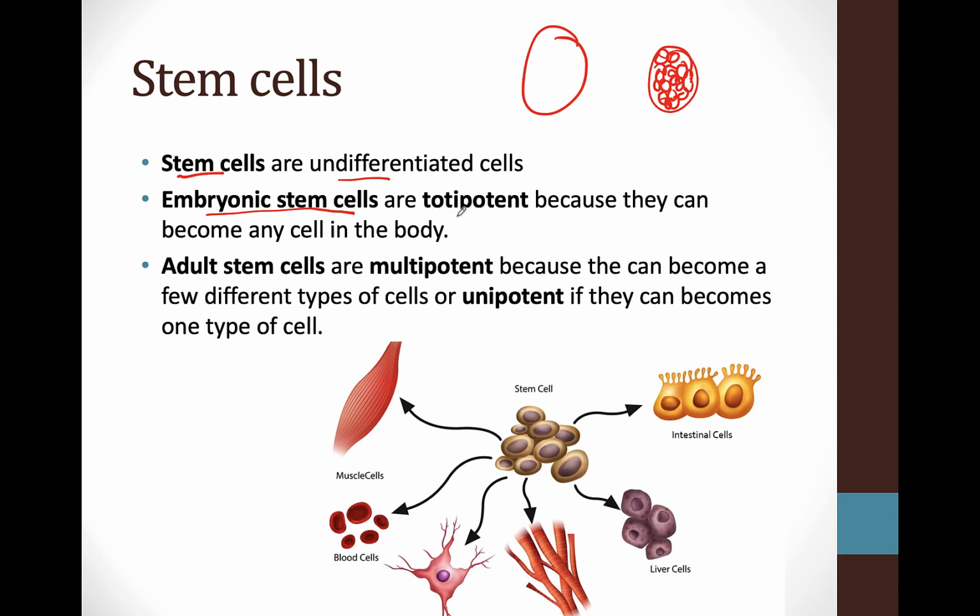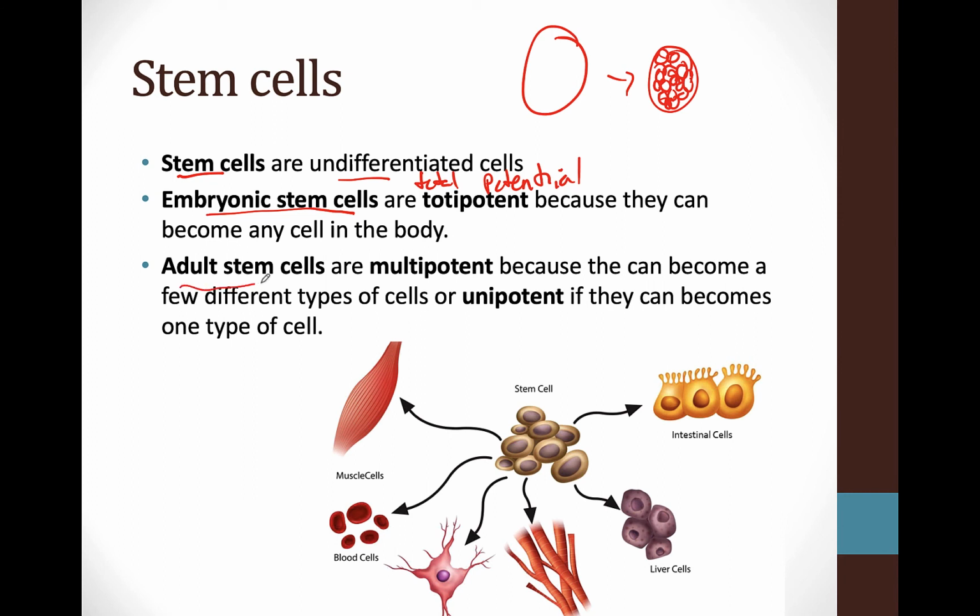And those are called totipotent, meaning total for toti, potent is potential. So all of these cells in your original cell to your blastula form had the potential to become every cell in your body.